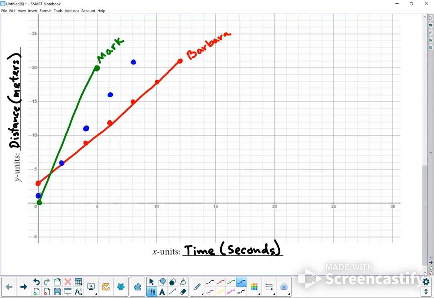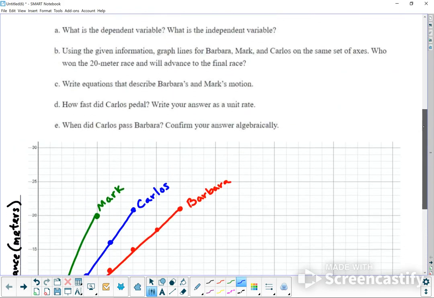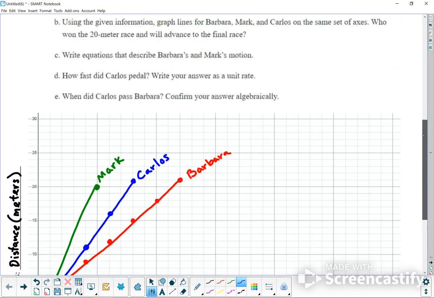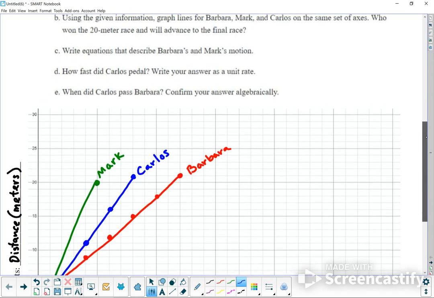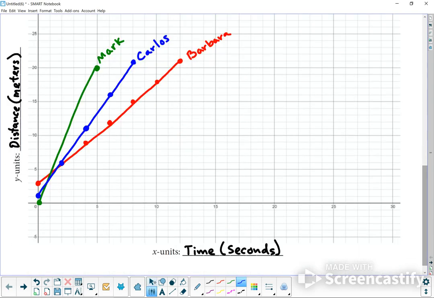Okay, and we finish at 20 meters. So that's Carlos. Okay, so using given information, graph the lines for Barbara, Mark, and Carlos on the same set of axes. Who won? Right. So this one definitely Mark. Mark won. So I'm gonna put some stars around Mark. So Mark won.